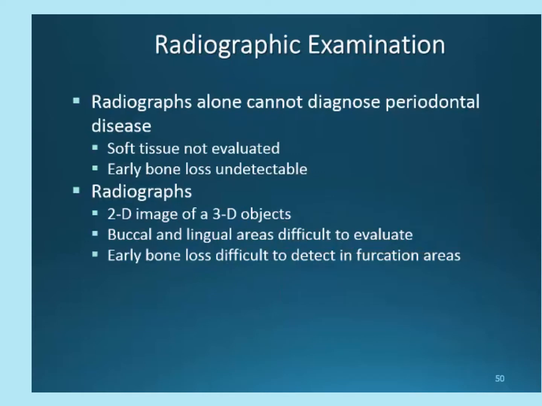As mentioned before with dental decay, radiographs alone do not detect periodontal disease. Soft tissue must be visually examined for changes that will lead to early detection, as soft tissue and early bone level changes occur. Radiographs are 2D images of 3-dimensional objects, so buccal and lingual surfaces are not well represented and are difficult to evaluate. In areas of molar furcations, bone loss is most difficult to detect, and only through the use of a furcation probe can we truly be accurate in detecting that this defect has actually developed.